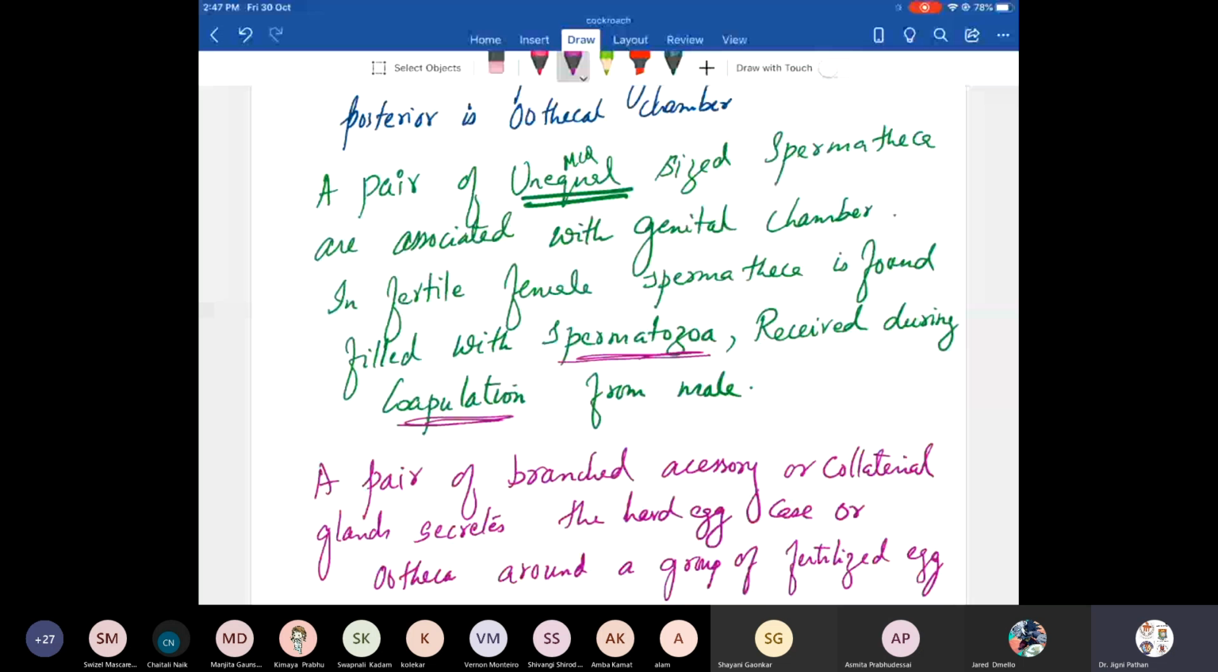Okay, now everybody go through the entire female reproductive tract of a cockroach quickly. Everybody go through it.